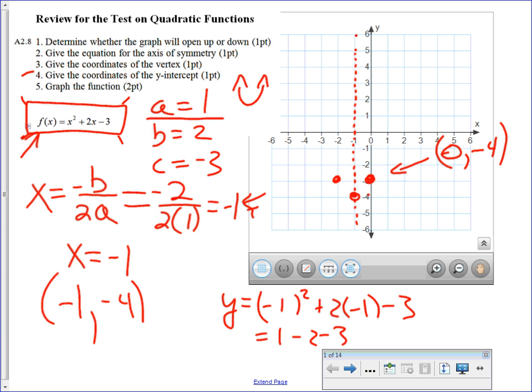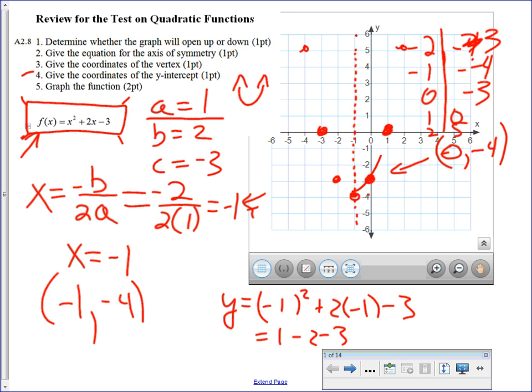And then graph the function. We can create a small table of values if we want. I already have negative 2, negative 4. I have negative 1, negative 3. If we go to a table of values, we'll see that we also get 1, 0, and 2, 5. And because it's symmetrical, if I get points on one side, I have points on the other, and there's my graph.